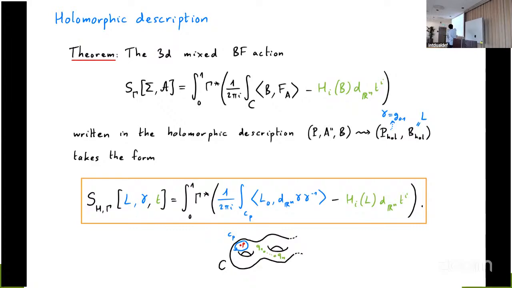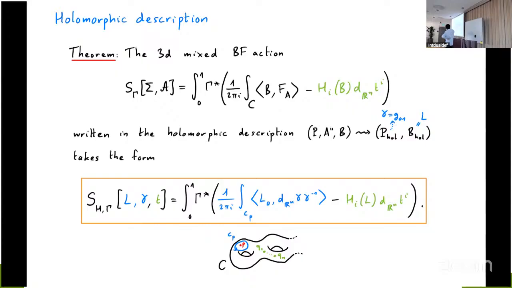You can see this because here there was no mention of transition functions. Just A lives on different patches, B lives on different patches, and they're connected together in some way. This is the BF action. But here you see the transition functions between patches emerging, which is not expected if you just ask, how does this look in holomorphic trivialization? So there's a non-trivial step happening here.